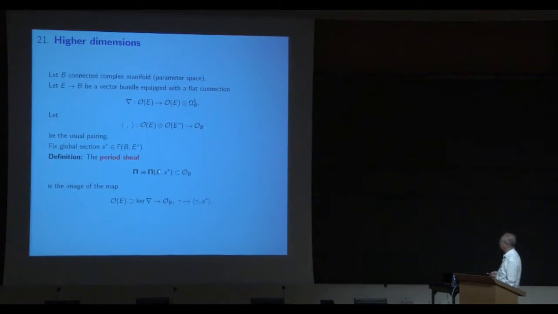The period sheaf would be defined in the following way. It is the image of this map: take the kernel of the Gauss-Manin connection, which simply means locally constant sections, mapping to O_B by mapping gamma to gamma dot S star. So S star is an element here and paired with gamma. So that's what we call the period sheaf.